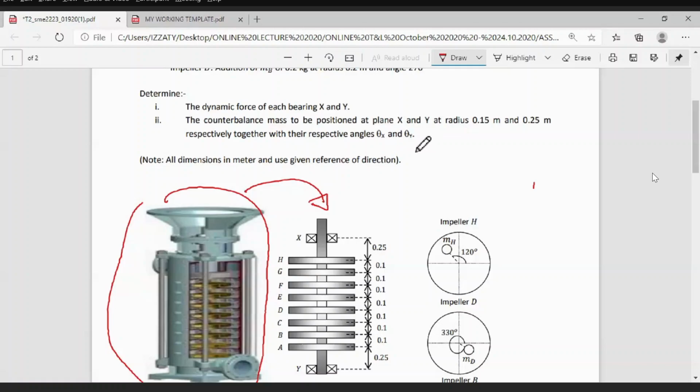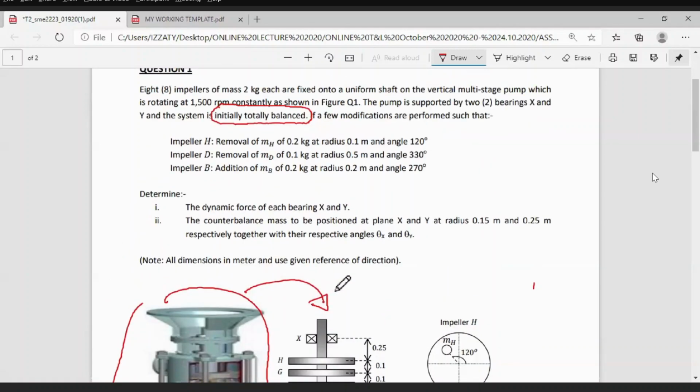So what does this mean now? First, you calculate as usual. When you calculate as usual, you have so many impellers, so only focus on the impellers that have been modified. So you only have these 3 impellers in your table, am I correct? Plus 1. Plus 1. This one you have H, D, and B plus X and Y.